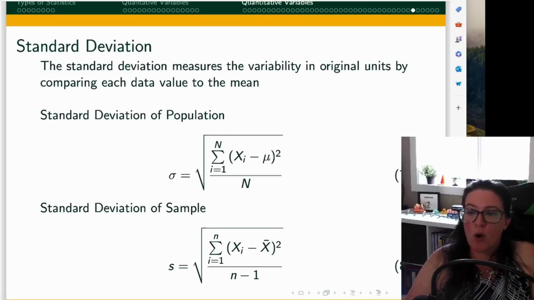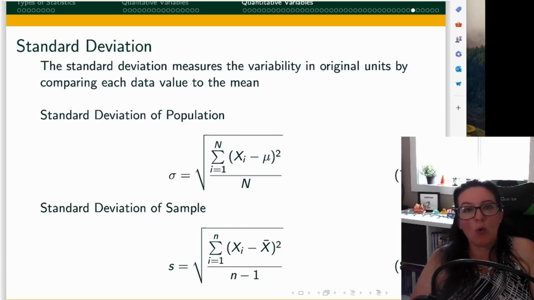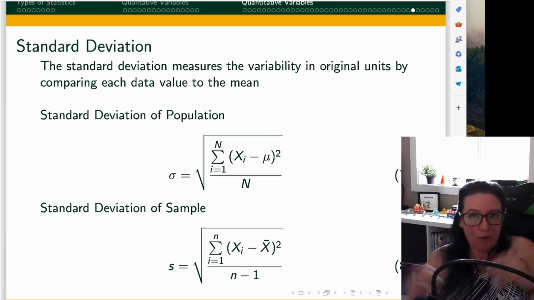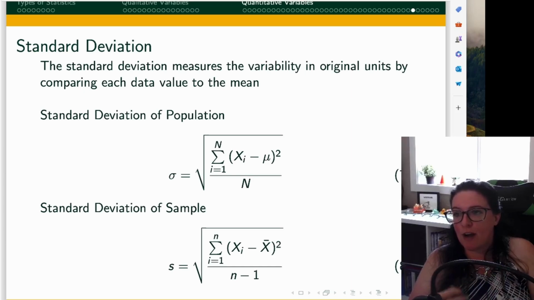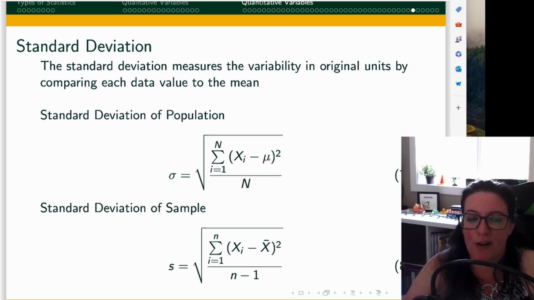In our previous video, we looked at range and interquartile range. We even created a box plot from that interquartile range. So let's wrap up our discussion about measures of dispersion or variability with the last three, which are standard deviation, variance, and our coefficient of variation.